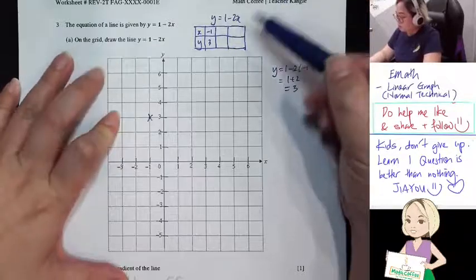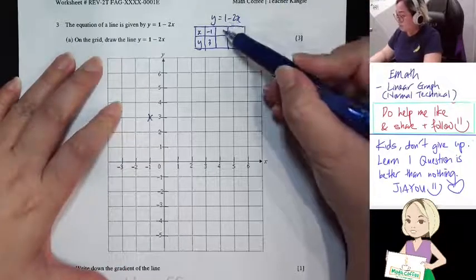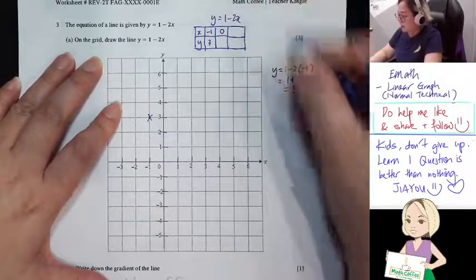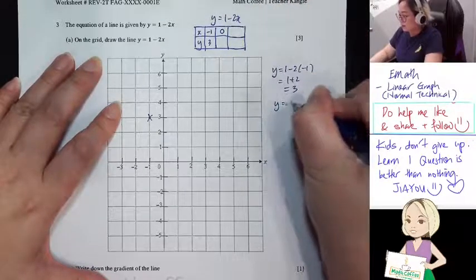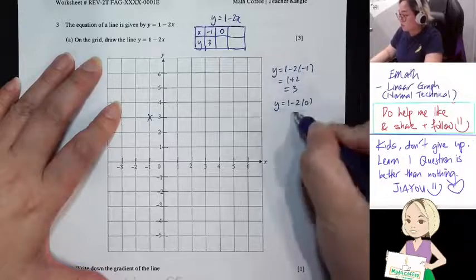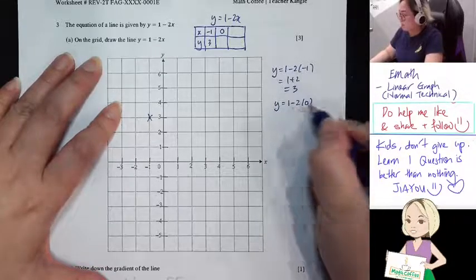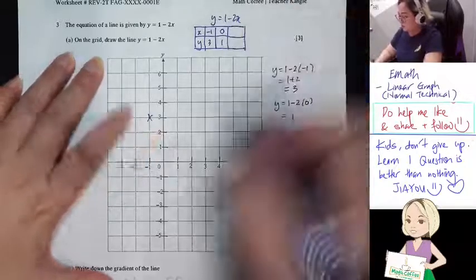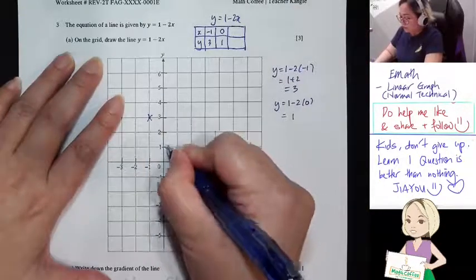Okay, so over here, I'm going to use x equals 0. So when my x equals 0, what is my y? You sub it in. So my y equals 1 minus 2 times 0. So 2 times 0 is 0. So 1 minus 0, it's still 1. So 0, 1. So I will go to 0, 1 and mark a point there.